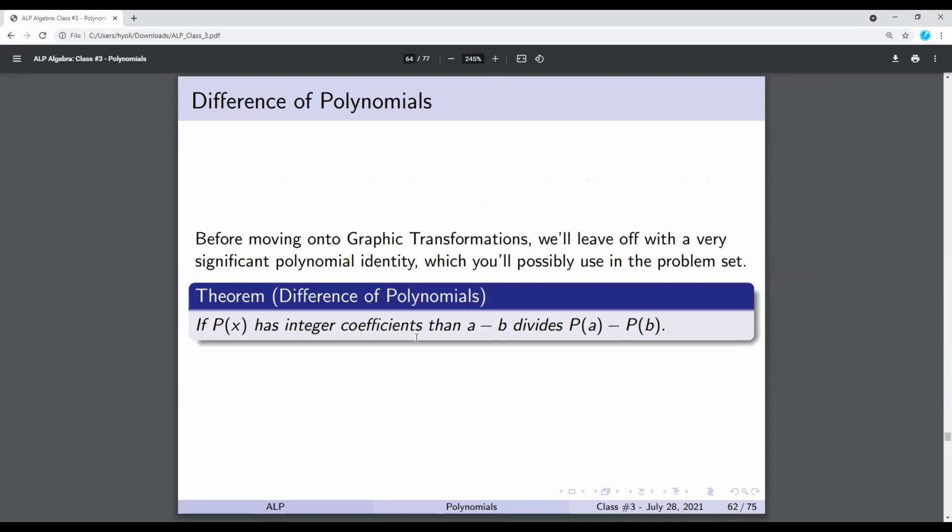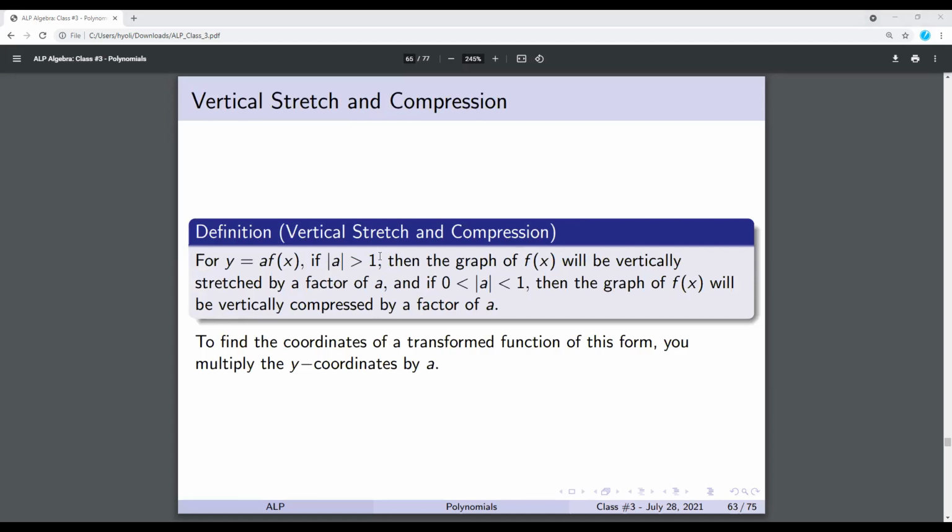Basically, we'll move on to graph transformations. Basically, if p of x has integer coefficients, then a minus b divides p of a minus p of b. So basically, we have vertical stretch and compression here. For y equals a times f of x, where the absolute value of a is greater than 1, the graph of f of x will be vertically stretched by a factor of a. And if the absolute value is between 0 and 1, then the graph of f of x will be vertically compressed by a factor of a.